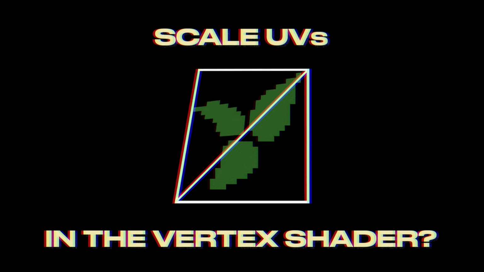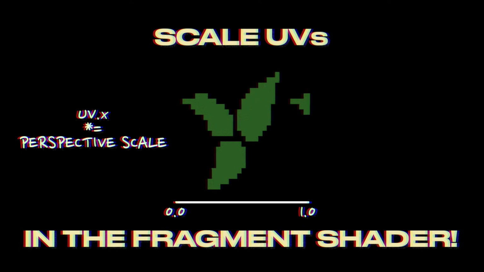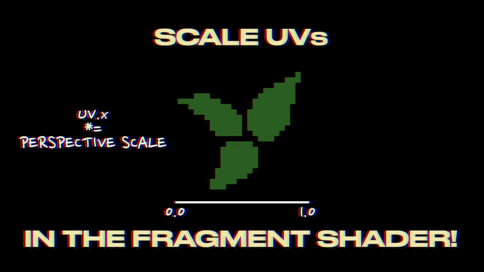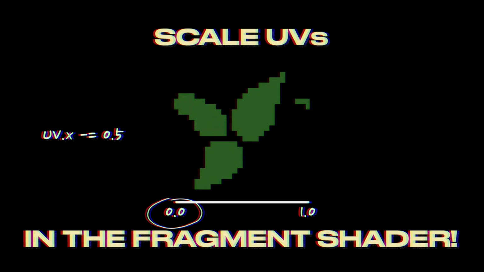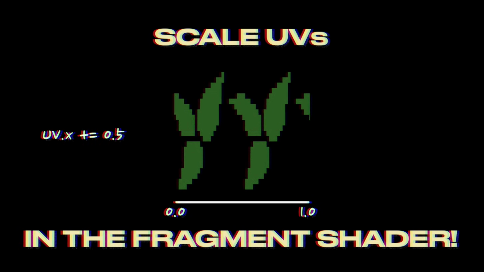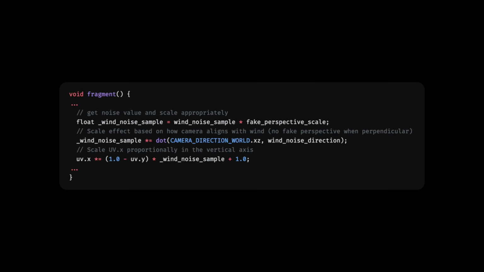The solution that worked was scaling the UVs in the fragment shader instead. Multiplying the UVX by a scale factor, we can shrink or stretch the grass sprite from the albedo texture. This will scale around 0, however, so we need to minus 0.5 from our UVX before scaling, and add it back again after scaling, before clamping the result between 0 and 1 to stop the texture from tiling. In our scaling calculation, we're going to take the noise sample from our wind and multiply it by a scaling value to control the intensity of the effect.